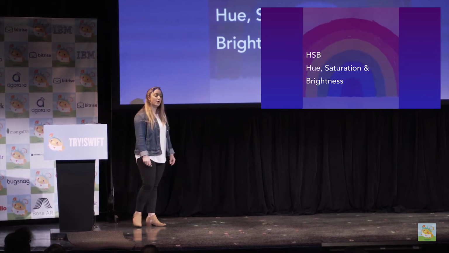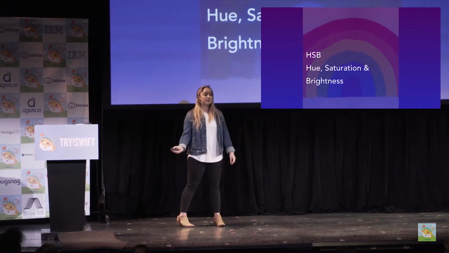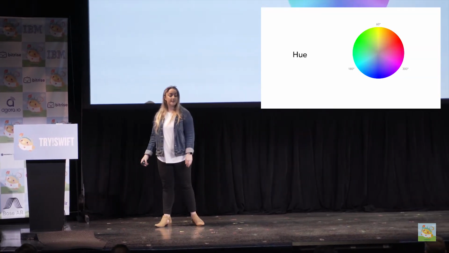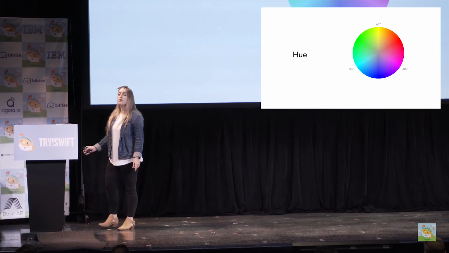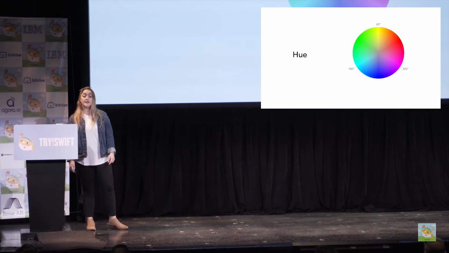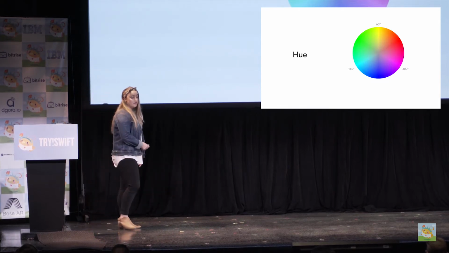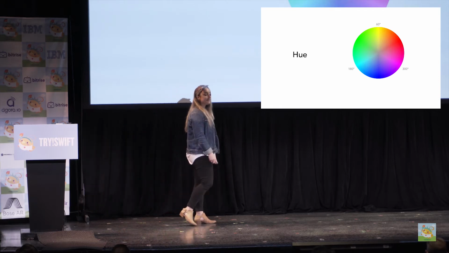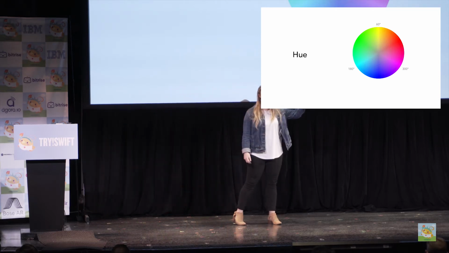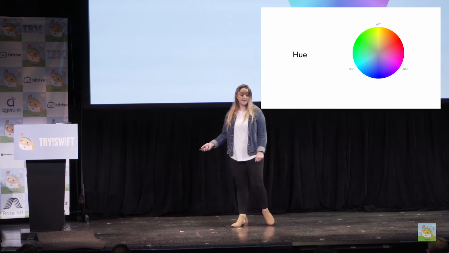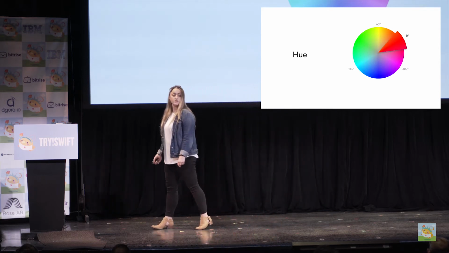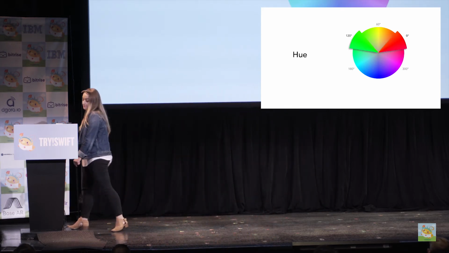Let's look at the first component of the HSV color space: hue. Hue is the attribute of a color by which it is most identifiable. It is represented as a scale, a degree, from 0 to 360, as seen on a common color wheel. Red is represented at 0 degrees. Green is at 120 degrees.